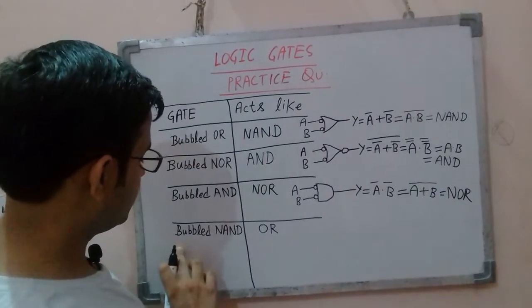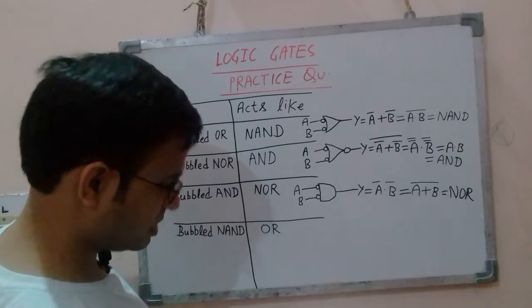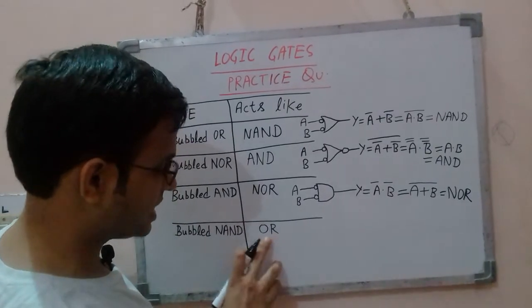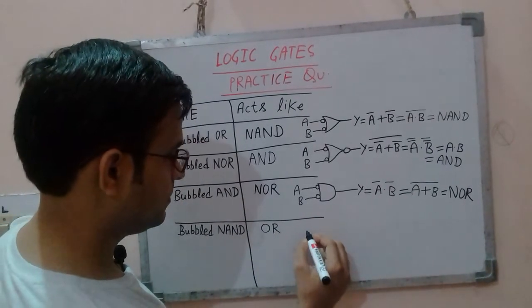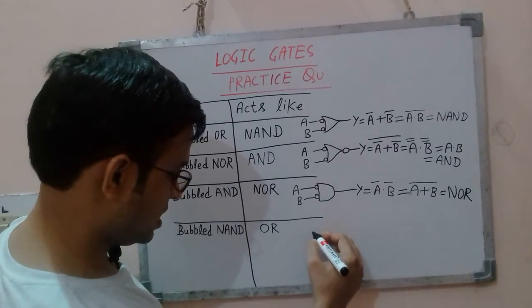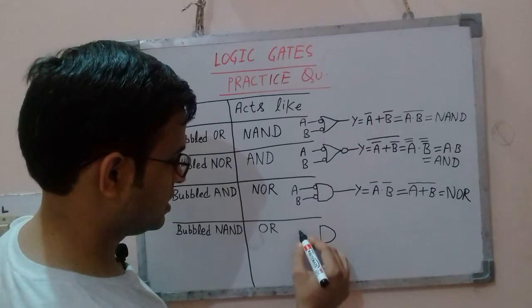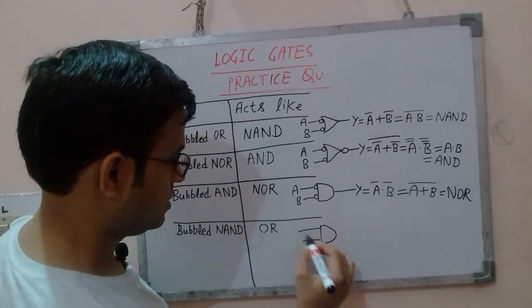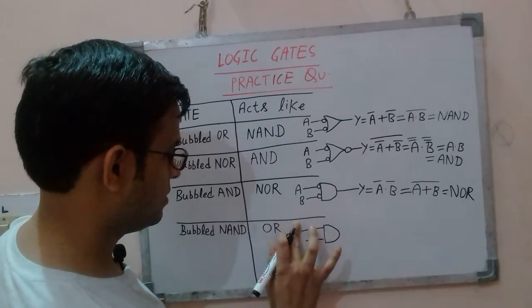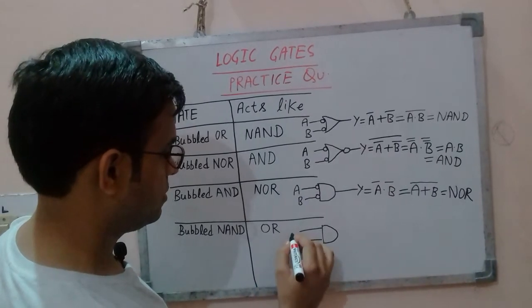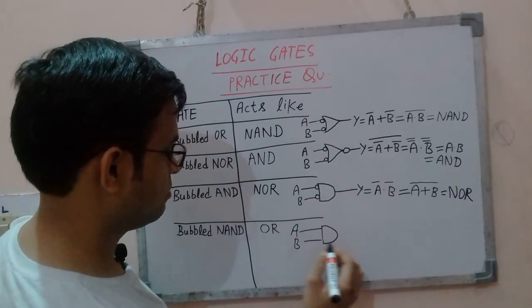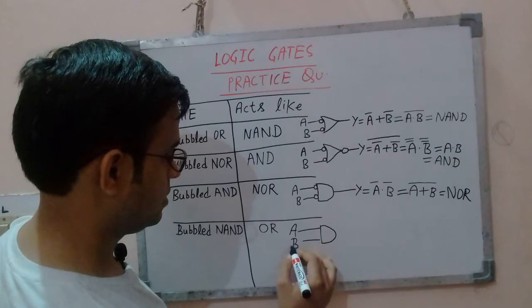Now the fourth and last one is bubbled NAND. Bubbled NAND, let me tell you, it acts like an OR gate only. See how? First of all, make a NAND gate, right? Let the inputs be A and B, right?